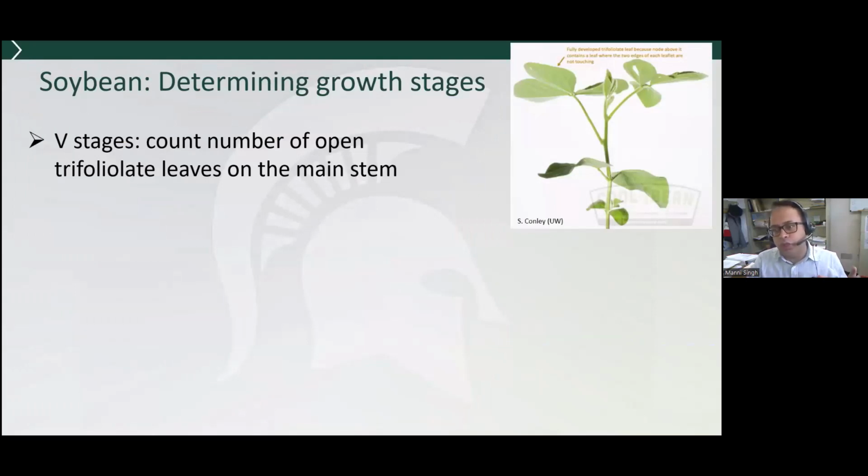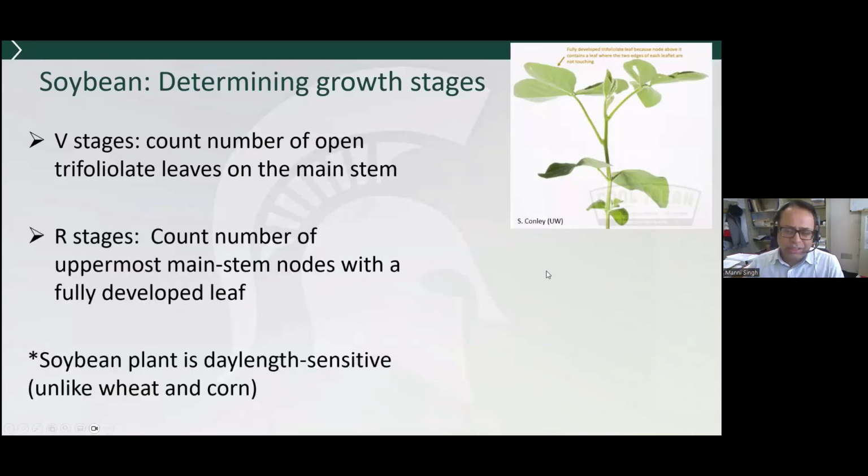Both wheat and corn are grass plants. This is a legume, right? So here we determine V stages. You all probably know this, by counting the number of open trifoliates. In the picture I'm showing here, you can see we have 2 trifoliates. So this is a V2 plant, right?